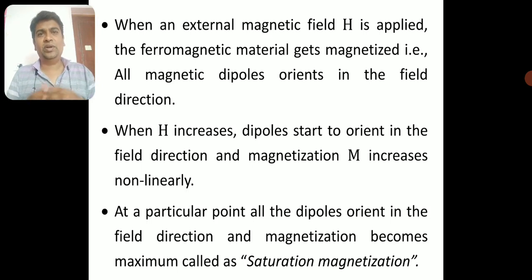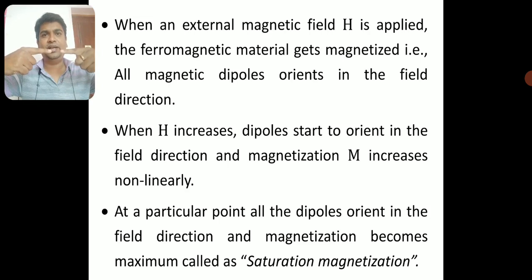So what do we mean by magnetization? It means all the small dipoles present in the different domains start orienting in the direction of the magnetic field. That is what magnetization is. When an external magnetic field is applied, they start magnetizing. The ferromagnetic material gets magnetized, meaning all magnetic dipoles orient in the direction of the field.